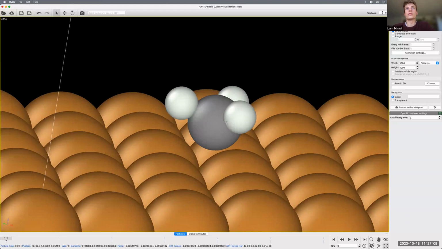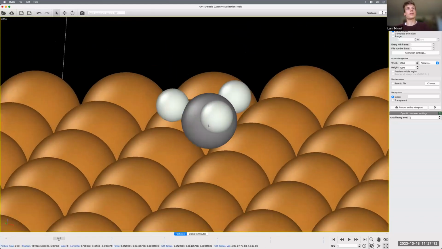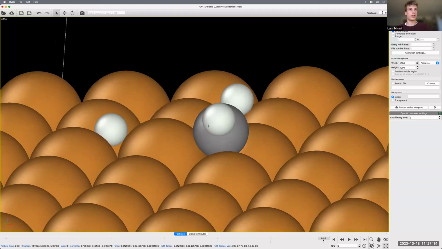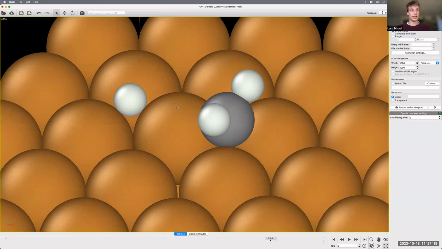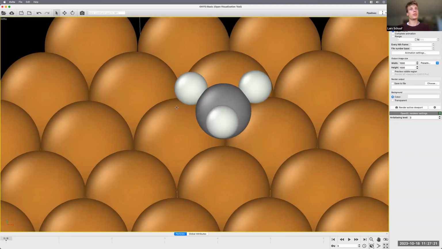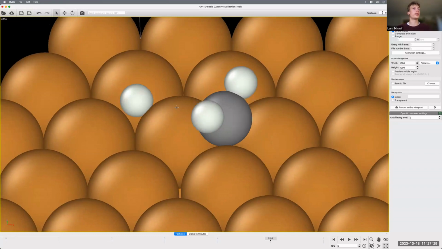Starting off with a geometry optimized structure, we can then see this hydrogen splitting off and finding a local minimum. This is the other local minimum, and the NEB path just connects these two local minima over the smallest barrier possible.